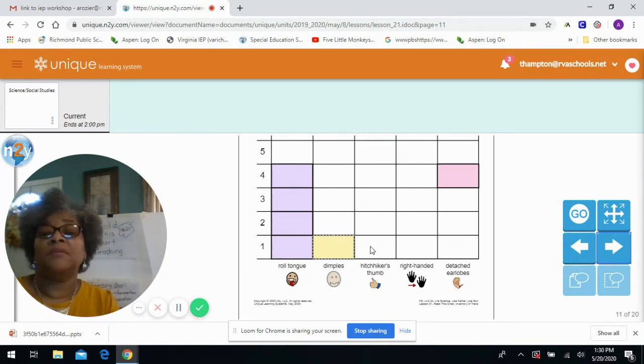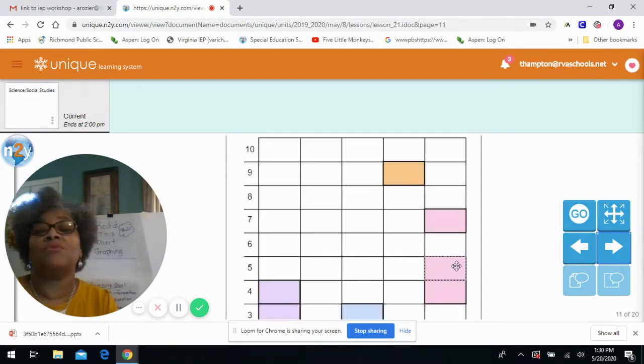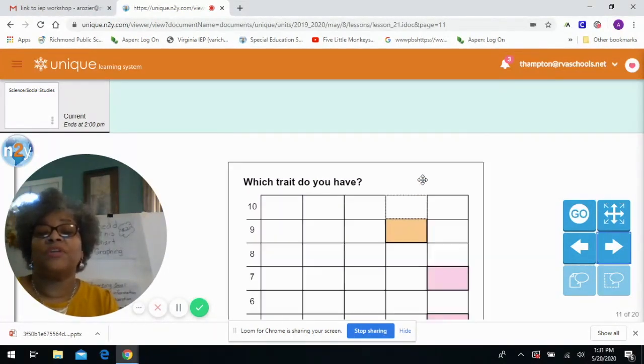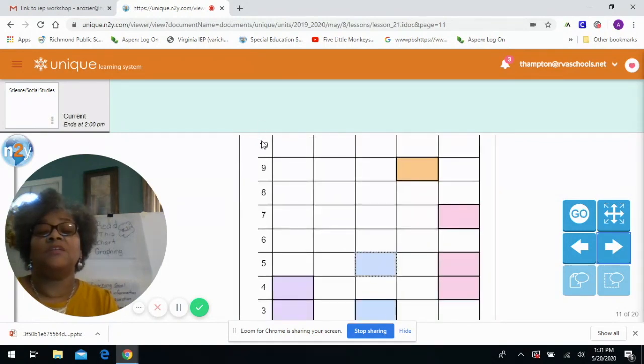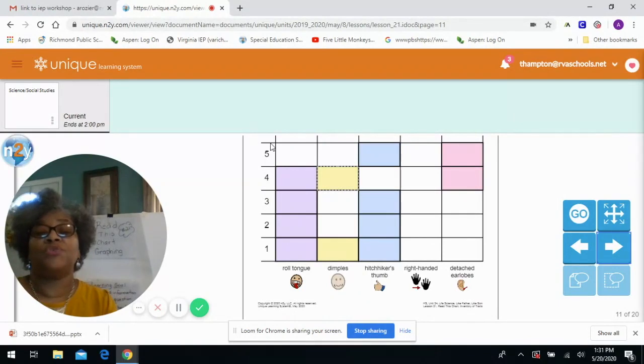Okay. You might have three people that can do that. So this is all about making a graph. You start it, you title it. What trait do you have? And then these numbers on this side represent how many people. Okay. So right now we're just doing one. And these are the categories that they're going to have.